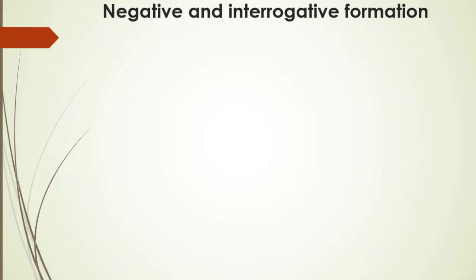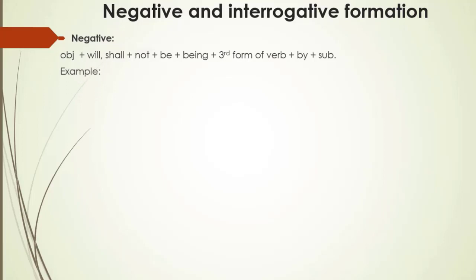To make the negative and interrogative formation of future continuous tense, for negative sentences, we shall use this formation: object plus will or shall plus not plus be plus being plus third form of verb plus by plus subject. For example, you will not be flying kites. The sentence is of active voice. To change it into passive voice: kites will not be being flown by you.